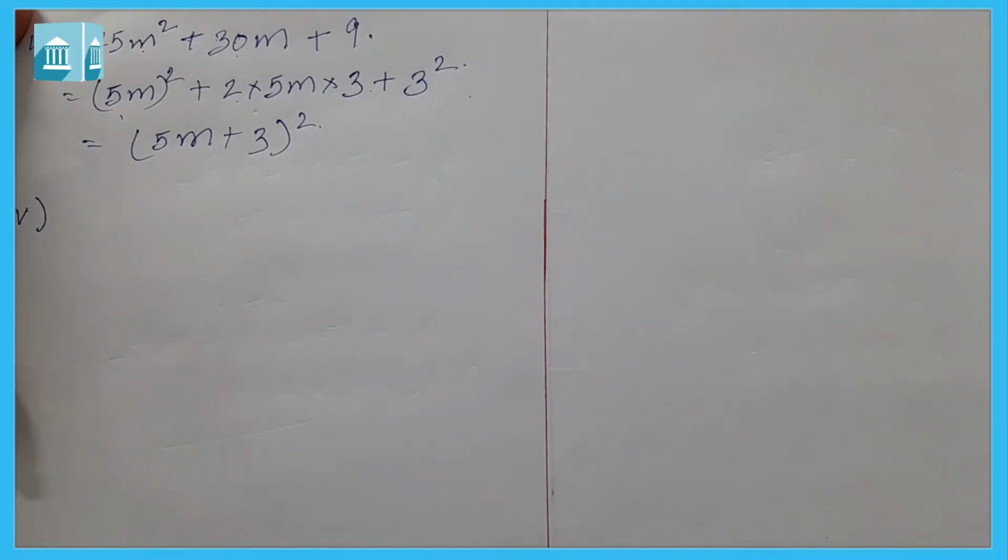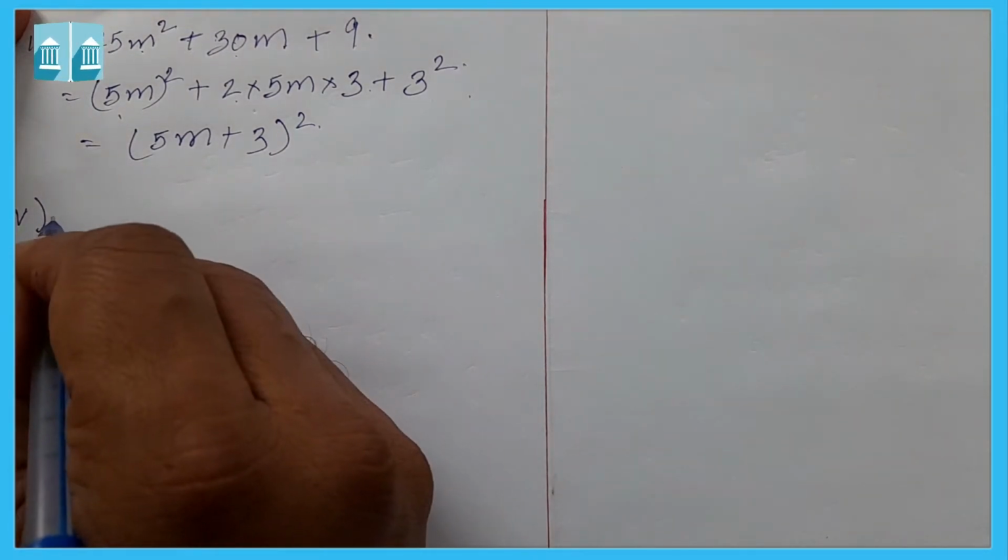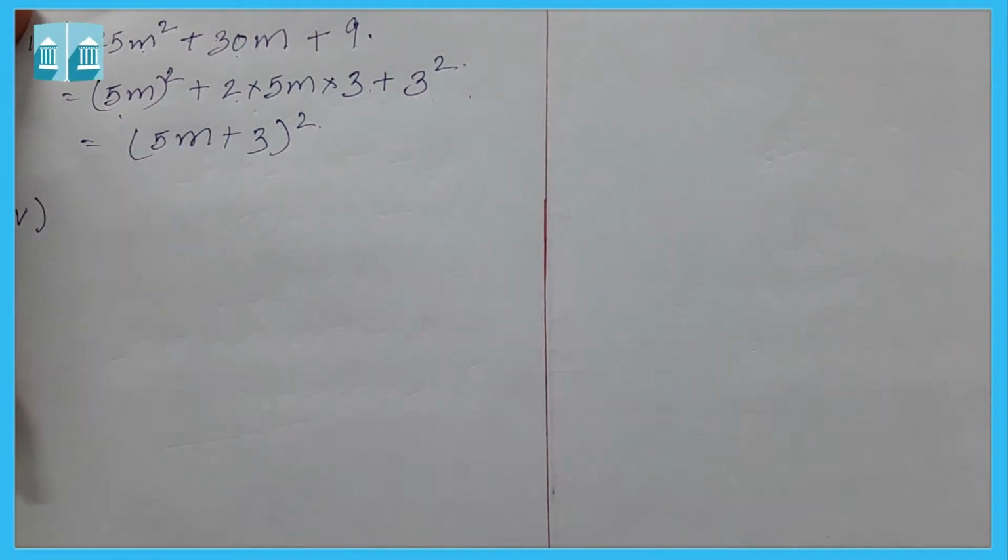Question number 5 is 4x square minus 8x plus 4. This question can also be done like this only. 4x square can be written as 2x whole square, minus 8x, so it will be minus 2 into 2, then 4 is 2 square. So minus 2 into 2x into 2. Now let us see question number 7.